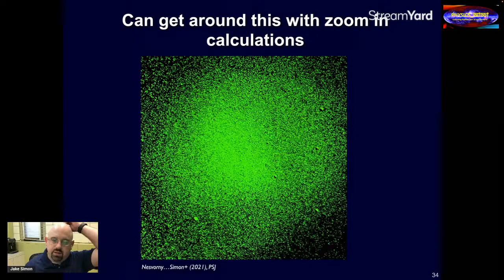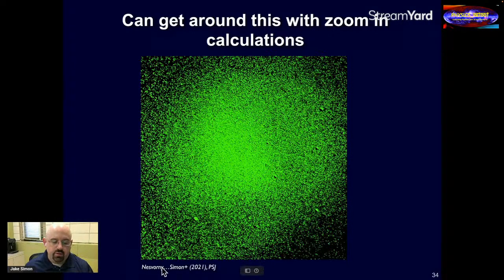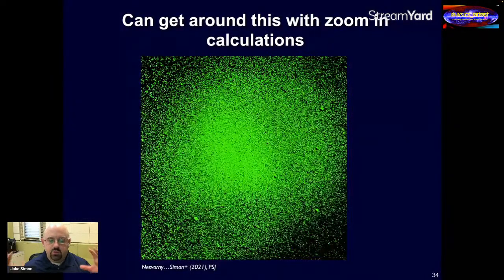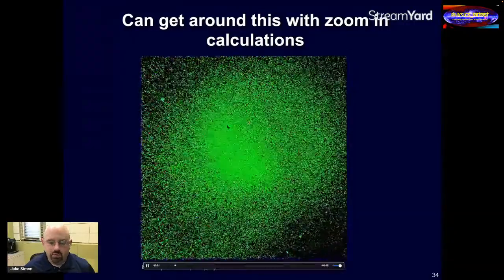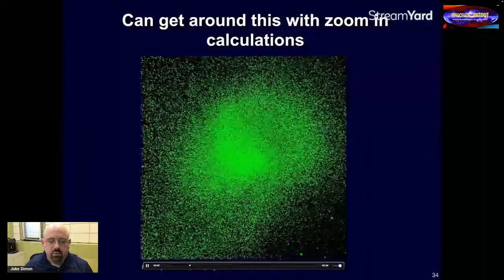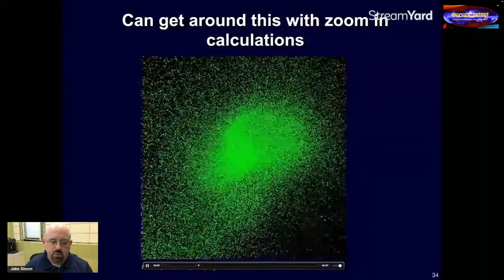One way we can get around this is by extracting one of those clumps and putting it into a better gravity solver. This is what I've done with my collaborator, David Nesvorny. This is a particle cloud, now gravitationally bound to itself, extracted from one of these simulations and put into another code that handles gravity in a much more accurate way. If you run this, not surprisingly, collapse continues, but other things happen as well.